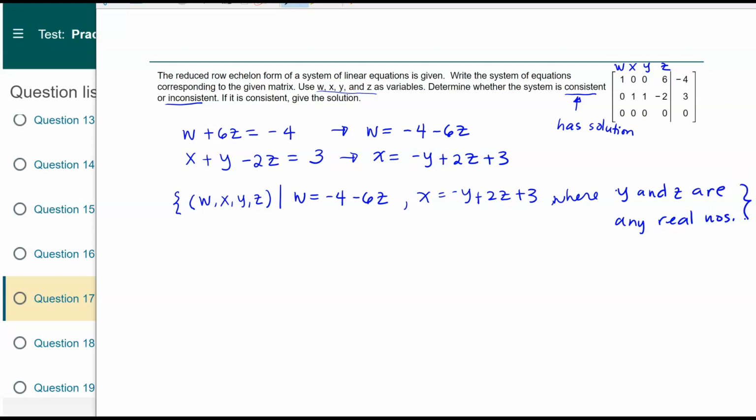Okay, that would be the solution. It has infinitely many solutions. It is a consistent system.